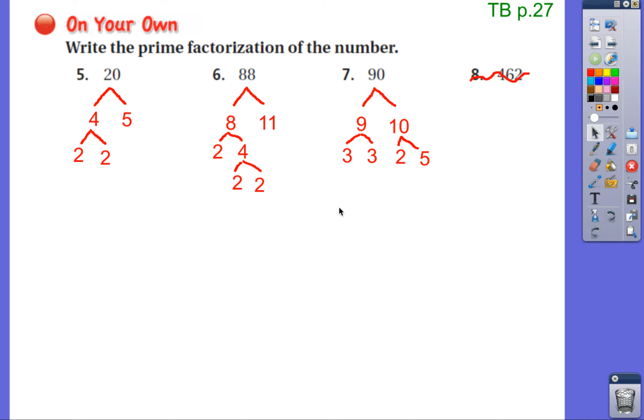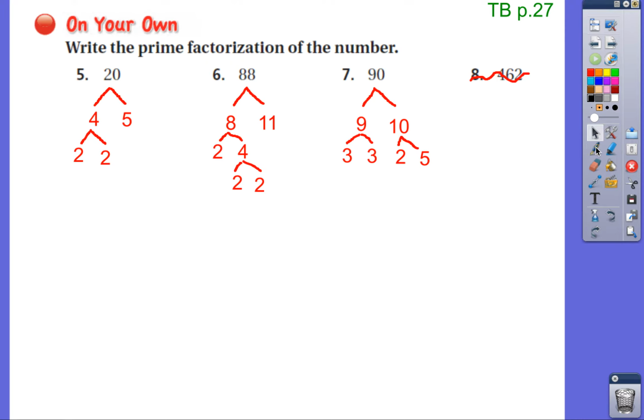We are now ready to correct the on your own problems on page 27. Let's take a look at number 5. The number we need to do the prime factorization for is 20. Now there are different ways that you can multiply to get 20, but I started off with 4 times 5. Now, when I keep moving on, 5 I know is prime, so it is done, but 4 is composite, so I needed to keep going to 2 times 2.